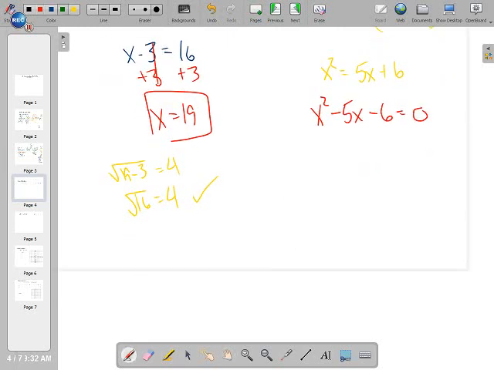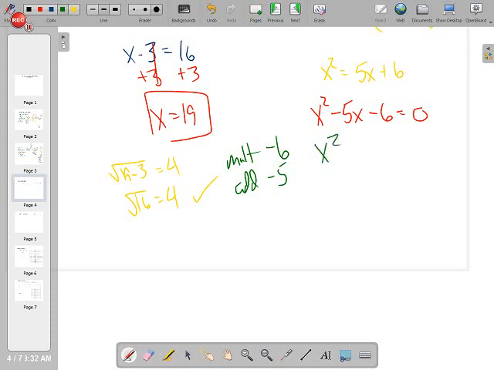Now I'm factoring. So I need to find numbers that multiply to the product of 1 and negative 6. So 1 times negative 6 is negative 6. I need a pair of numbers that multiplies to negative 6 and adds to the middle. The middle here is negative 5. This is called split the middle. There's lots of ways to factor. This is just how I show you.